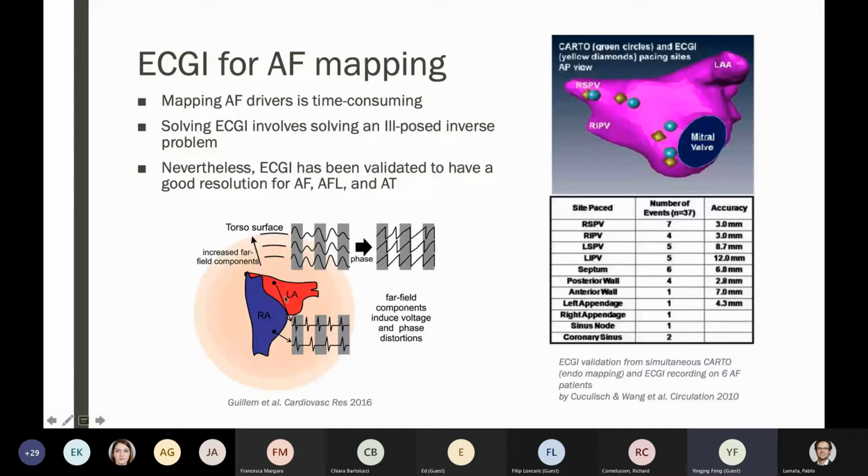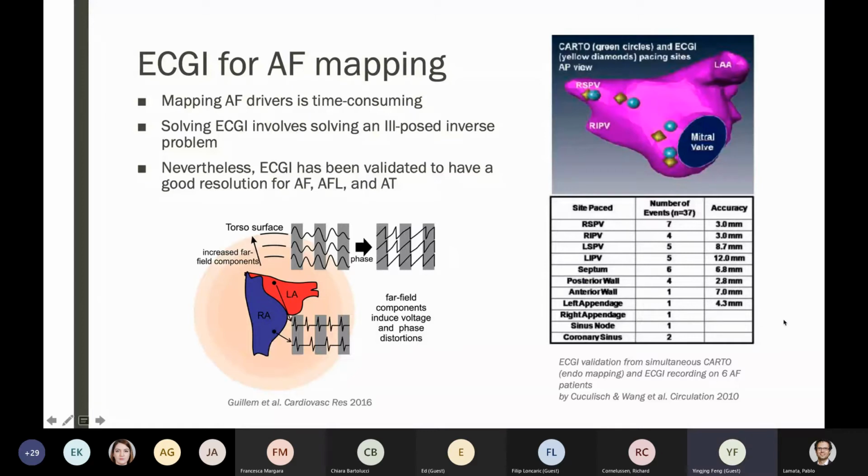As you can see, this is the electrogram on the heart. And when it goes to the torso surface, it becomes smoothed out, and it's hard to identify what exactly is happening in the heart. Also, the same pattern on the torso can actually be the result of different things happening on the heart. That is the main challenge for ECGI. However, ECGI has still been validated by various groups to show that it has a good resolution for atrial fibrillation, atrial flutter, and atrial tachycardia.